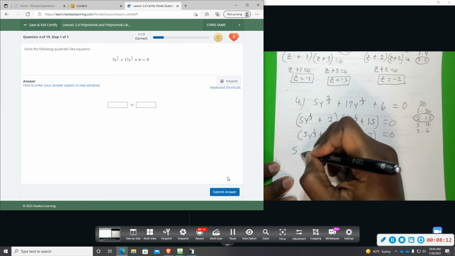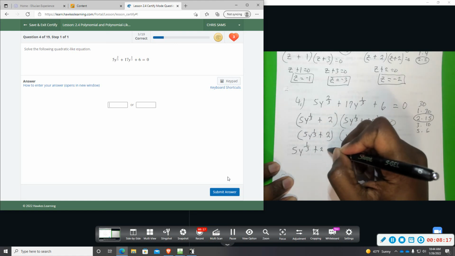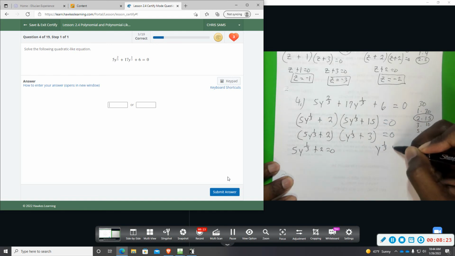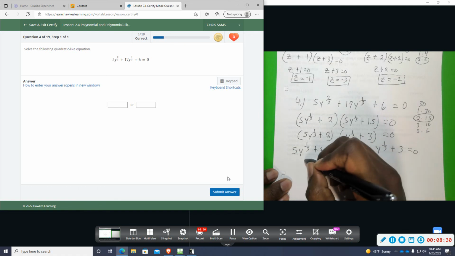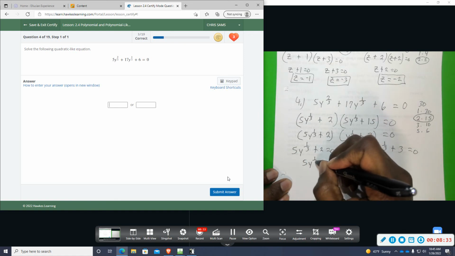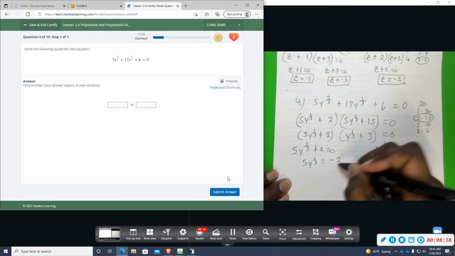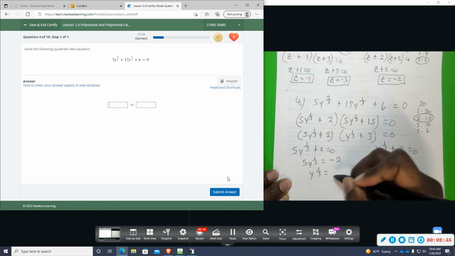So 5y to the 1/3 power plus 2 equals 0. And over here, y to the 1/3 plus 3 equals 0. We're going to subtract 2. Going to leave us with 5y to the 1/3 equals a negative 2 on the other side. Divide by 5. Y to the 1/3 equals negative 2 over 5.